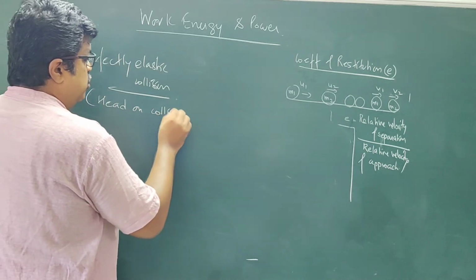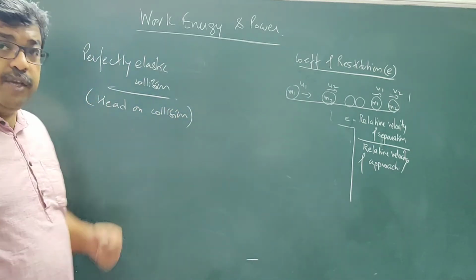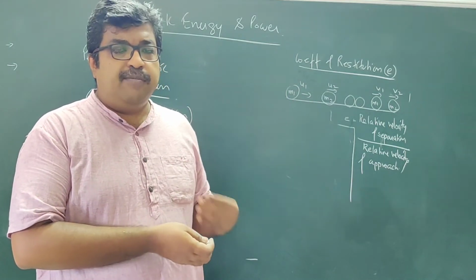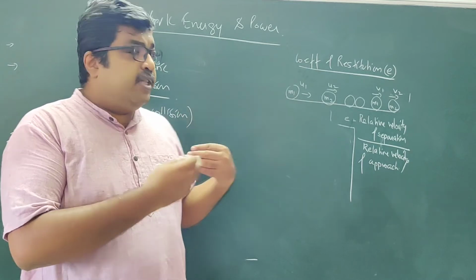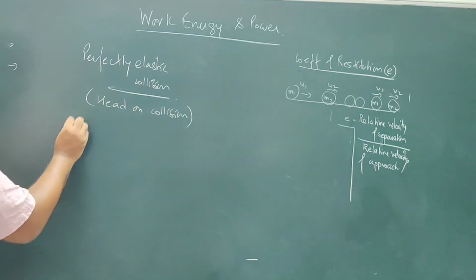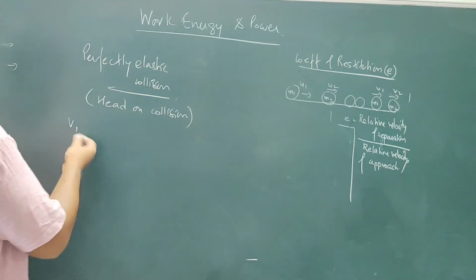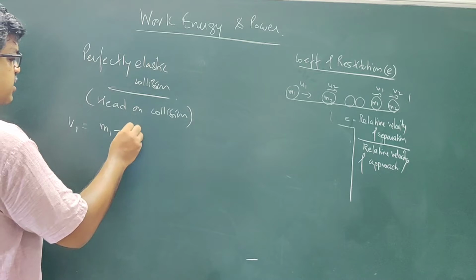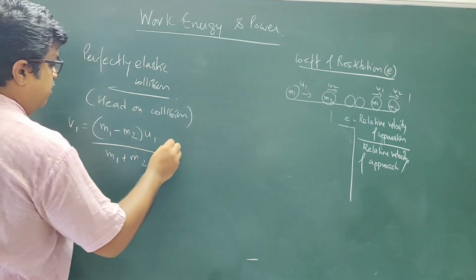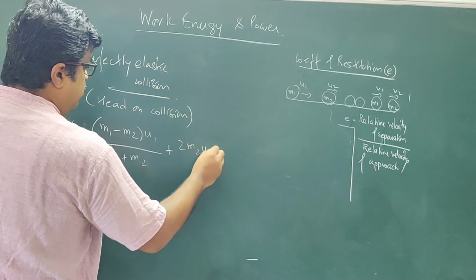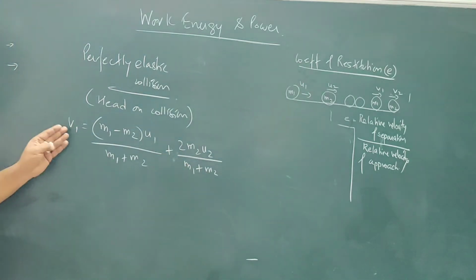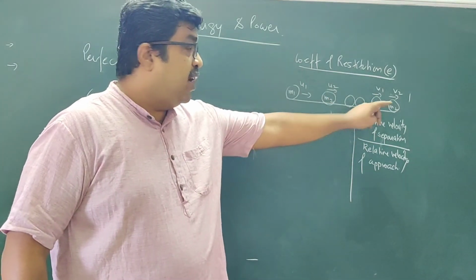Head-on collision. Now in this case, if you use the conditions of conservation of momentum and conservation of kinetic energy, you can get the values of the velocities V1 and V2 after collision. I'm directly giving you the formula. V1 is equal to (M1 minus M2) U1 divided by (M1 plus M2), plus 2 M2 U2 divided by (M1 plus M2). This is the velocity of M1 after collision.